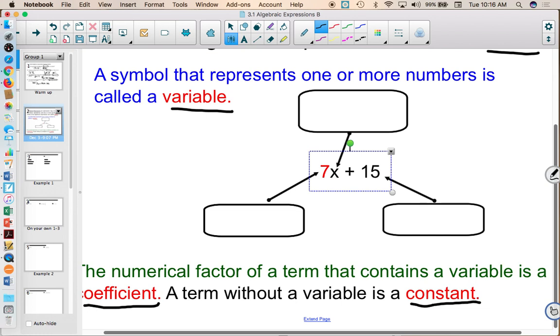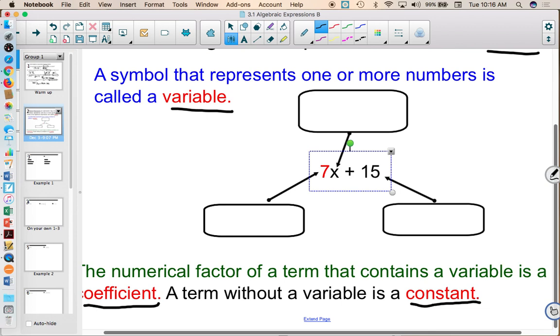Now, look at the definition. A symbol that represents one or more numbers is called a variable. Isn't that a number? Isn't the number 7 a number? So could it be a variable? Yes. No, it cannot, because it's a specific number. So it's not that one. We got rid of that one.